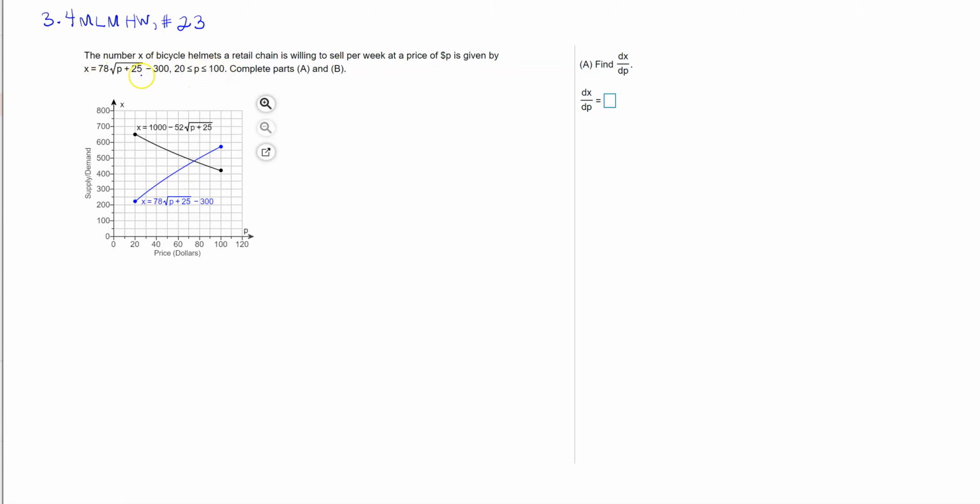This isn't written in function notation, it's written as an equation, but X is going to represent the demand. X represents the number of bicycle helmets being demanded, and P is representing the price at that demand level X. So demand and price are connected. If you know the demand, you can figure out the price at that demand level, and go back and forth.